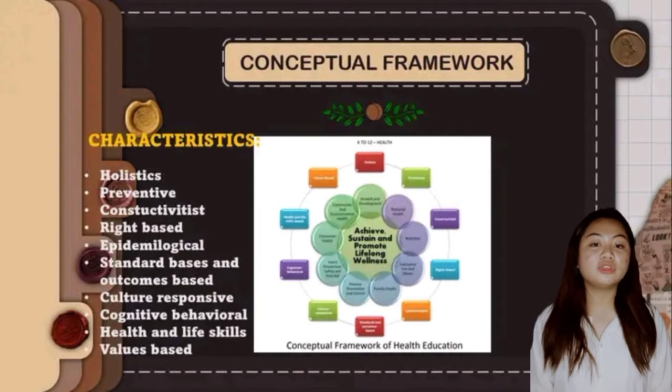While on the outermost part of the circle, which consists of rectangles, those are the things that need to be considered in teaching the topic. Or we can call them the characteristics of health education, such as holistic, meaning students should not just be developed physically but also mentally, emotionally, socially, morally, and spiritually.